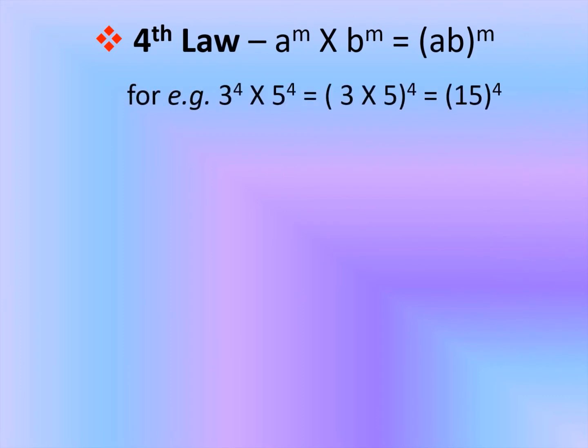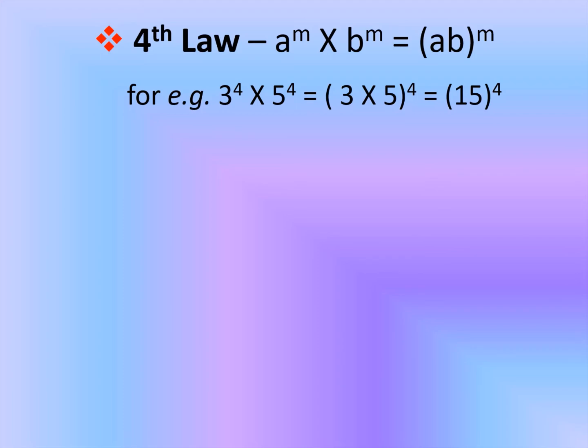Now, the fourth law. a raised to the power m multiplied by b raised to the power m. In this, the powers are the same, but the bases are different. So, we will multiply the bases and the power will be common. That is, a times b in the brackets raised to the power m.